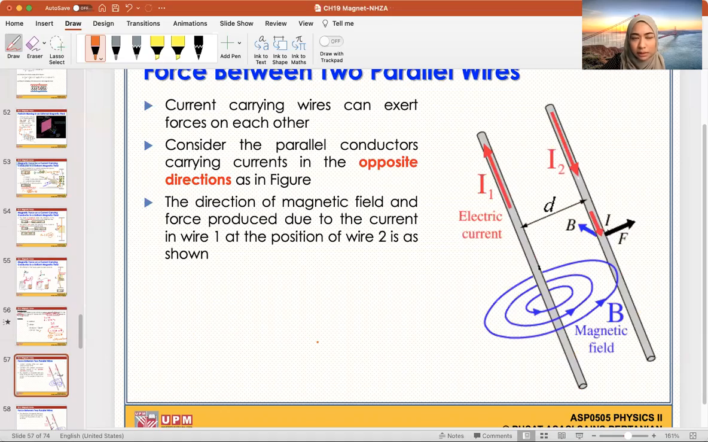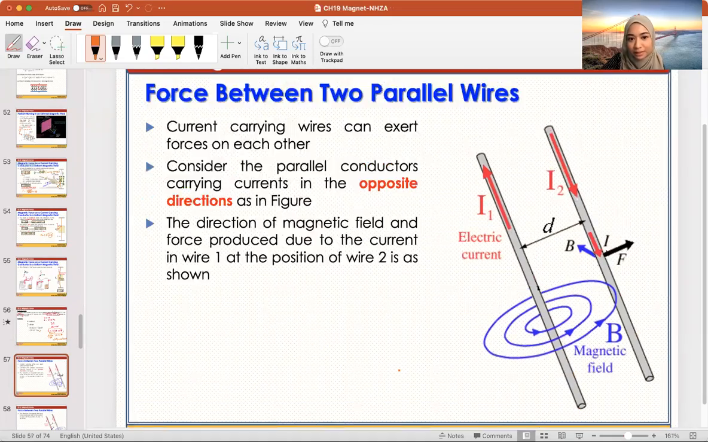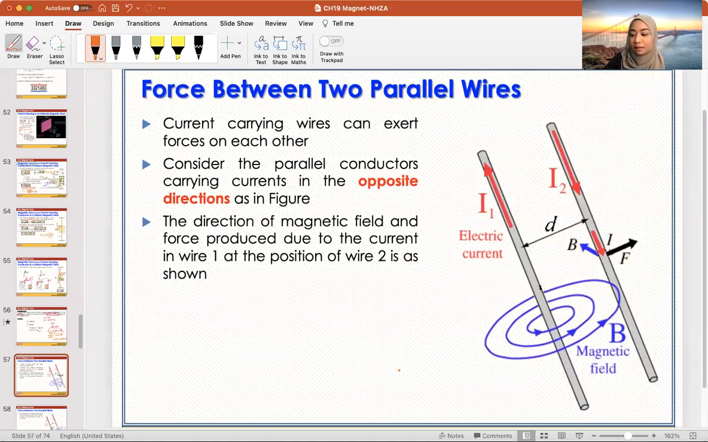Okay, so now we want to talk about parallel wires. I talked about one wire just now. We talked about F equals to ILB sine theta. Now we have two wires. Okay, so using our right hand rule screw. This one is the screw type, because for straight wire conductor, coil, solenoid we use the screw type.